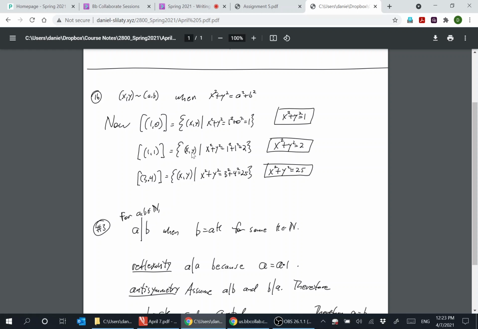For the equivalence class of (1, 1), again, there's just a few integer points with x squared plus y squared equal to 2. Right, x squared and y squared are both non-negative numbers adding up to 2. Well, there's either 2 and 0, but that can't be the case because x squared equal to 2 doesn't happen with the integers. Or 1 and 1. It must be 1 and 1.